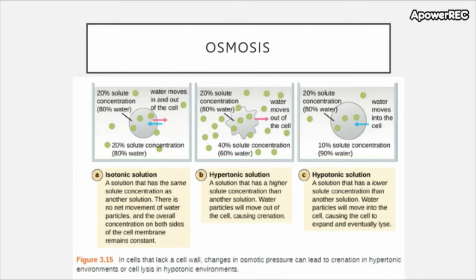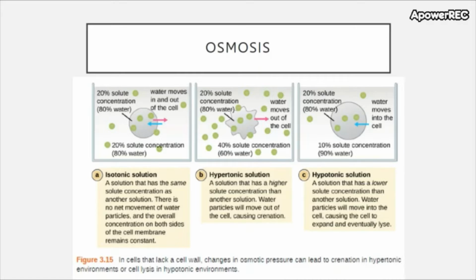Because water molecules are leaving the cell, you notice that the cell shrinks in size, and this causes what we call crenation of the cell. As it shrinks, it warps the cell wall, or rather the cell membrane.